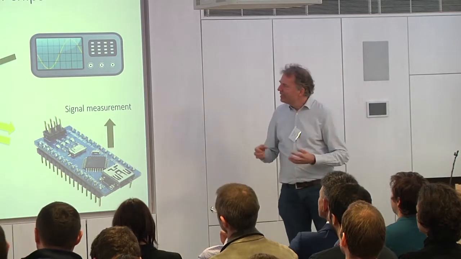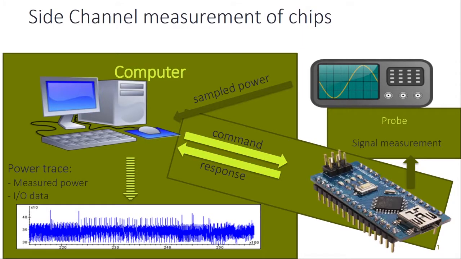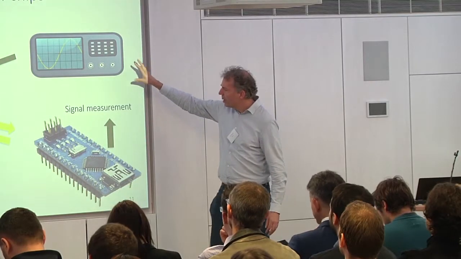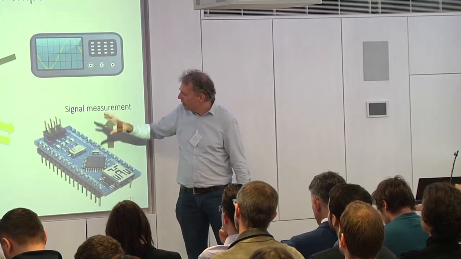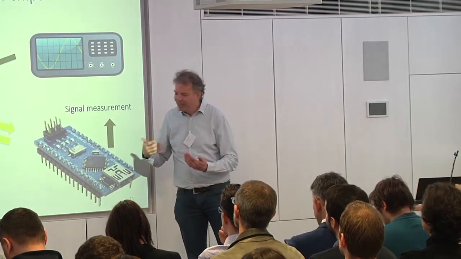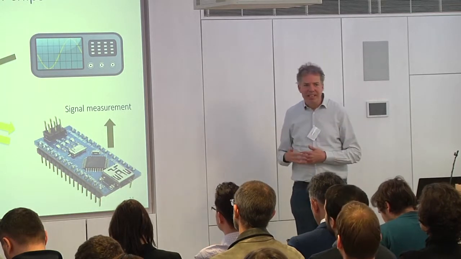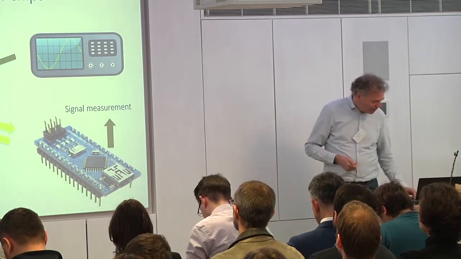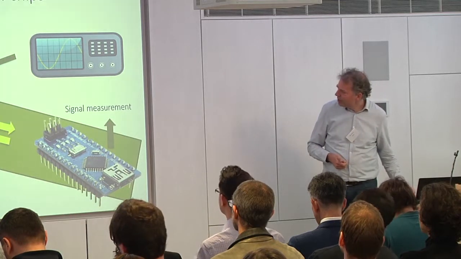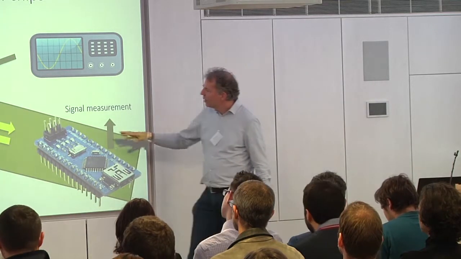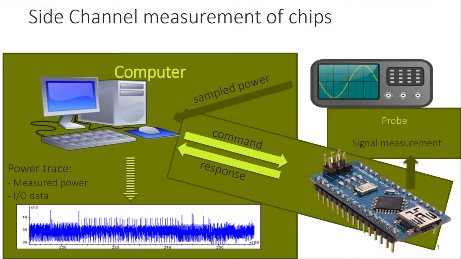When we try to do side channel analysis on electronic devices, this is typically the setup that we would have. We have a computer, we have a device that we're testing, we have an oscilloscope, and putting it all together we would get traces. Traces are observations of the power, the radiation, the energy used by a chip. So we start by sending commands to the device and getting back responses.